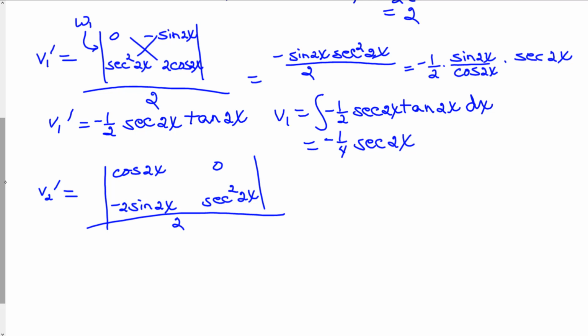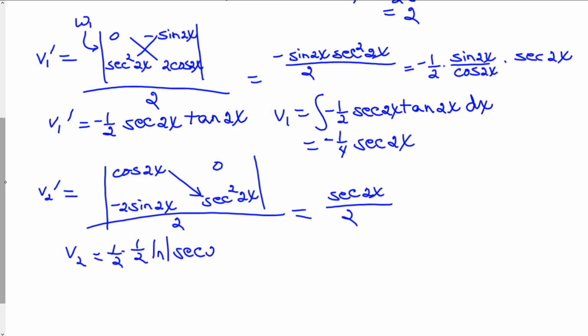Okay? So this is a little bit easier because the left diagonal product is cosine 2x times secant squared 2x. Well, that's just going to be secant 2x, because cosine times secant is 1. They are reciprocals of each other. And when we integrate that, v sub 2 is going to be 1/2 times the integral of secant 2x, which is 1/2 ln absolute value secant 2x plus tangent 2x.